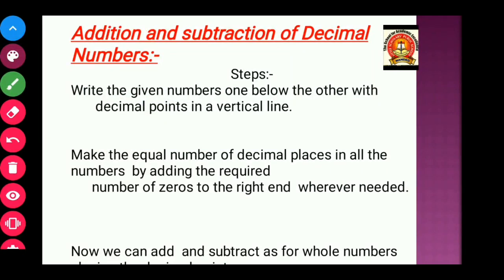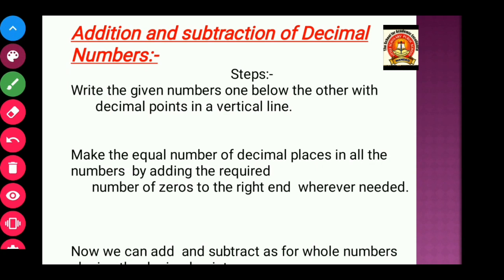So, friends, today we will see addition and subtraction of decimal numbers. In our last session, we have seen decimals and its introduction. The very basic arithmetic operations to be done with decimals are addition and subtraction. Children, you need to follow just very simple steps and you can perform it very easily.